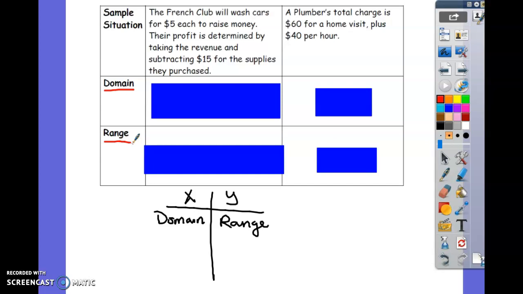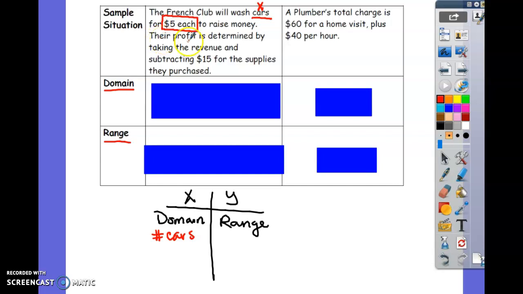So it says the French Club will wash cars for $5 each. I know this is a key word, right? Each, because we learned it last year and the year before. Each what? $5 each what? Each car. They're washing cars, right? So each car is going to be $5. So they taught you that once you find the key word each, every, per, that's going to be your X. So each is not my X, it's each car that is my X. Okay, so my cars, the number of cars I wash, will be my domain. Okay?